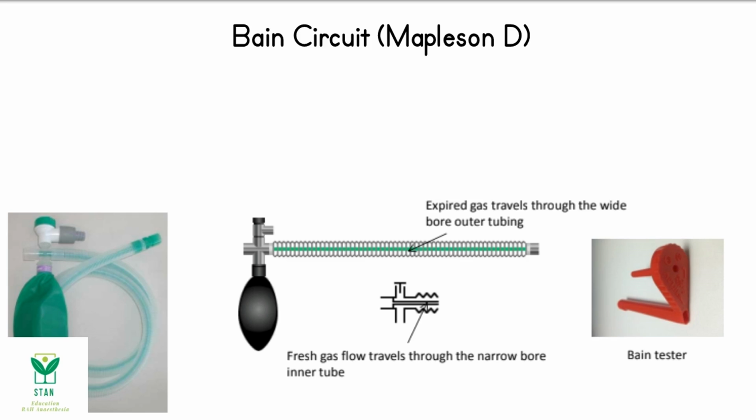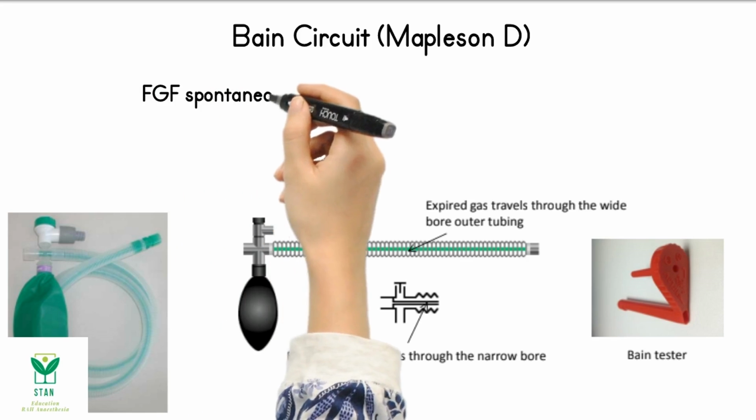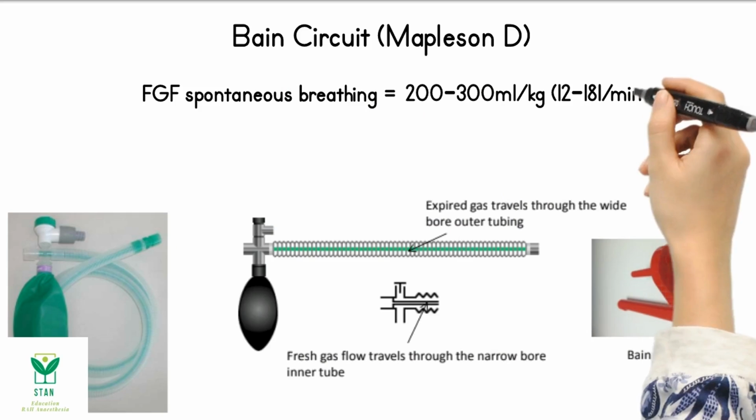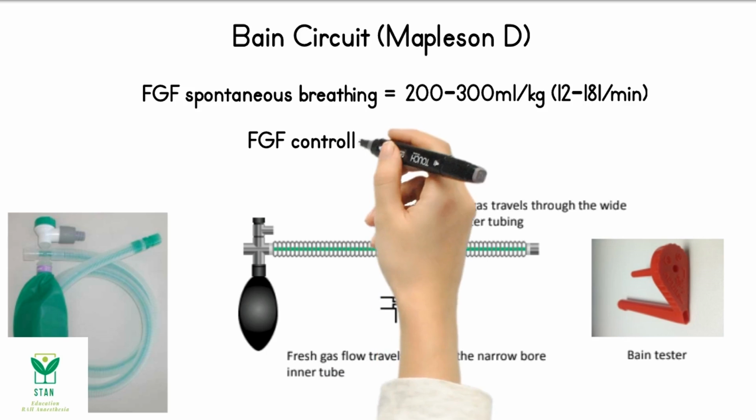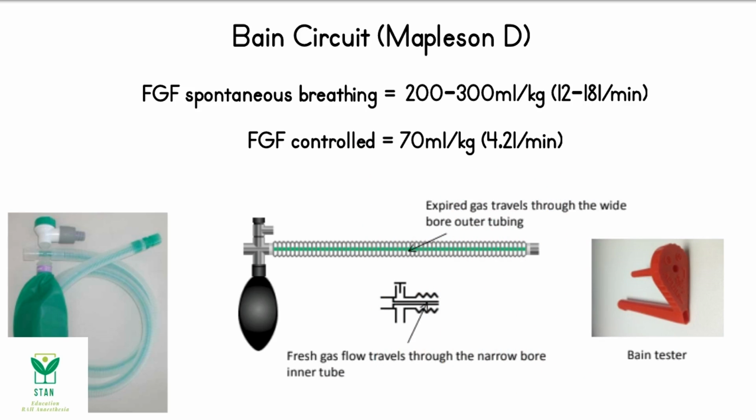nice and light. The fresh gas flow needed to prevent CO2 rebreathing depends on whether the patient is breathing spontaneously or whether there's controlled ventilation. Breathing spontaneously, you need a fresh gas flow of 200 to 300 mils per kilo. So for a 60 kilo person, that would be 12 to 18 litres a minute, quite high. For controlled ventilation, only 70 mils per kilo fresh gas flow is needed, so 4.2 litres a minute for someone who's 60 kg. In practice, you would normally set the gas flow to around 6 to 8 litres per minute, and you can monitor whether there's any CO2 rebreathing on the capnograph.